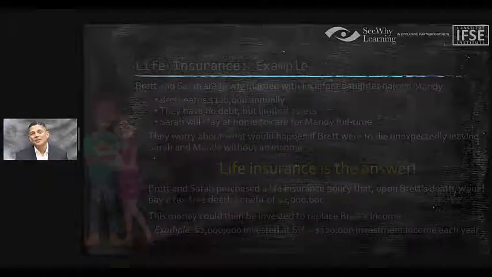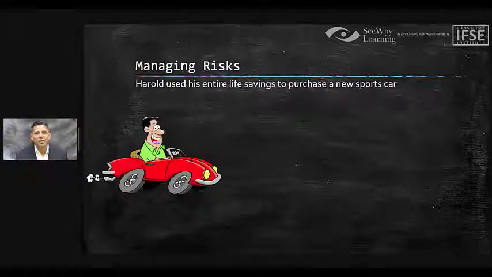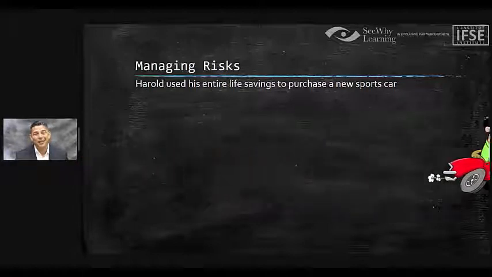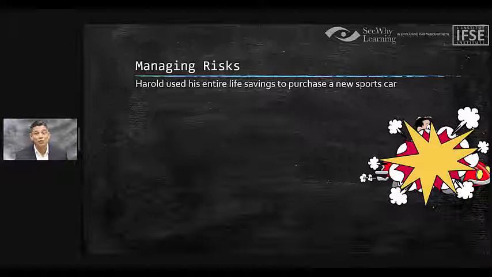There are 4 ways to deal with certain risks. Let's look at a non-life insurance example. Well, Harold just used his entire life savings to purchase a brand new sports car. He bought the car because he loves speed, but is concerned about the financial impact that may arise if he has a major accident in the car. Now, Harold has 4 options in managing the risk.